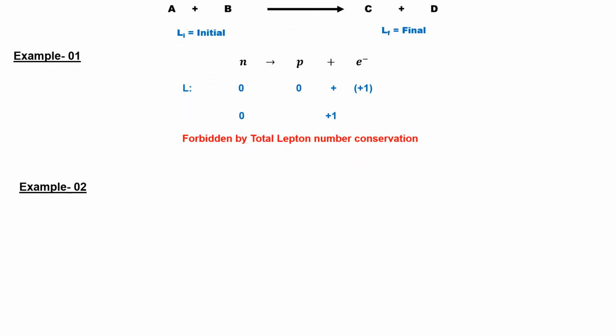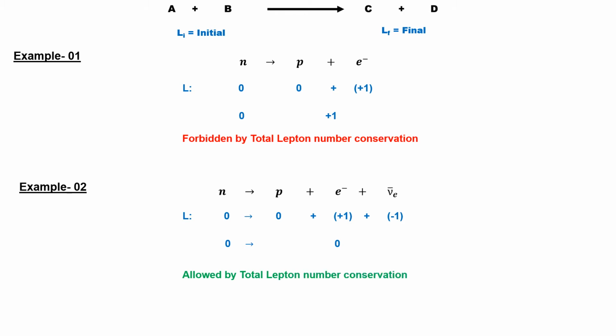The neutron is decaying into proton, electron, and antineutrino. Since antineutrino is an anti-lepton particle, its lepton number will be -1. In this decay reaction, the lepton number is conserved, so this reaction is allowed according to lepton number conservation.